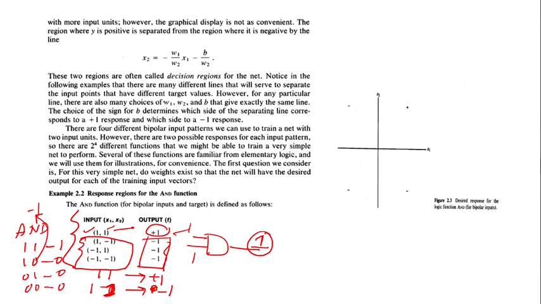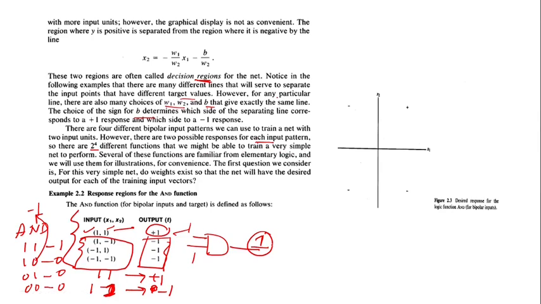Now let us see whether it is linearly separable. The two regions are called decision regions. Further, notice that in the following example there are many different lines that will separate the input points that have different target values. However, for any particular line, there are also many choices of W1, W2 and B that give exactly the same line. The choice of the sign of B determines which side of the separating line corresponds to the +1 response and which side to the -1 response. There are 4 different bipolar patterns we can use to train a net with 2 input units. However, there are 2 possible responses for each input pattern, so there are 2 to the power 4 different functions that we might be able to train a very simple net to perform.